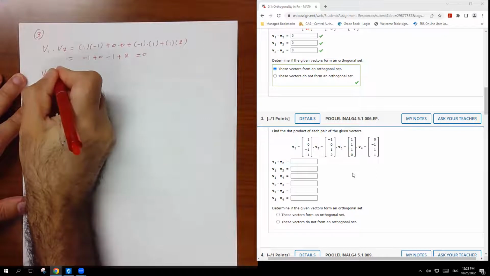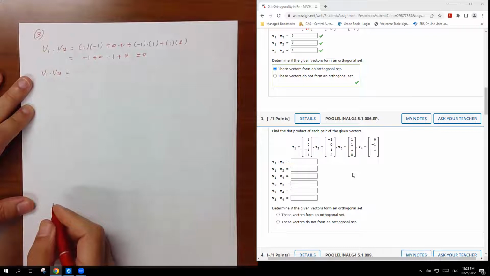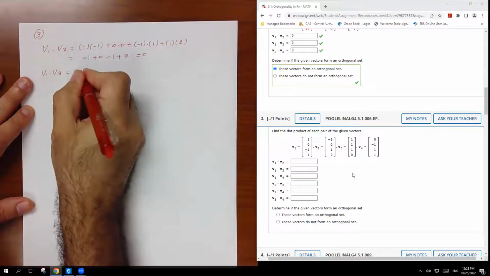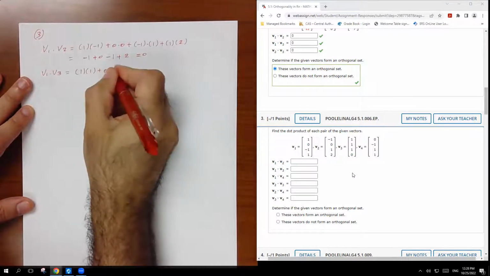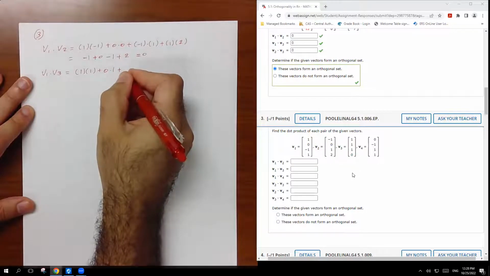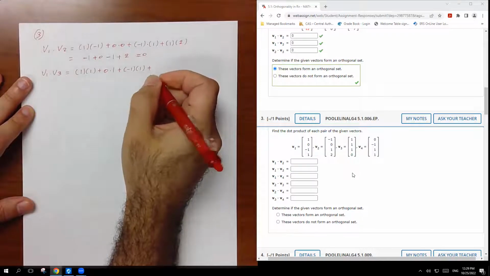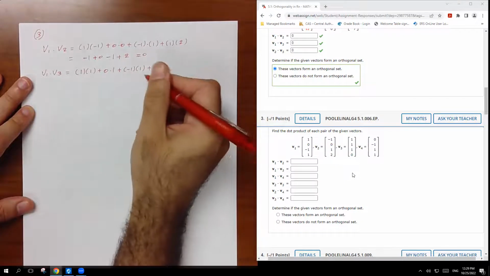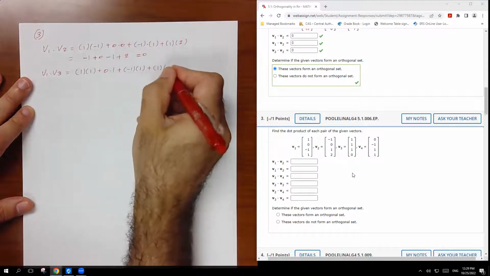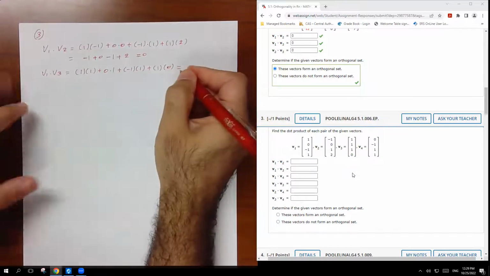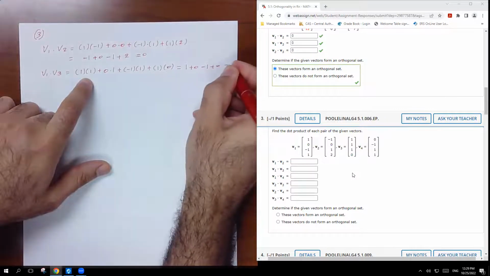Now V1 times V3. The second one, V1 times V3. So it's going to be 1 times 1 plus 0 times 1 plus -1 times 1 plus -1 times 1. This is the third one. And the fourth one is 1 times 0. So this one is going to be equal 1 plus 0 minus 1 plus 0, and the result equals 0.